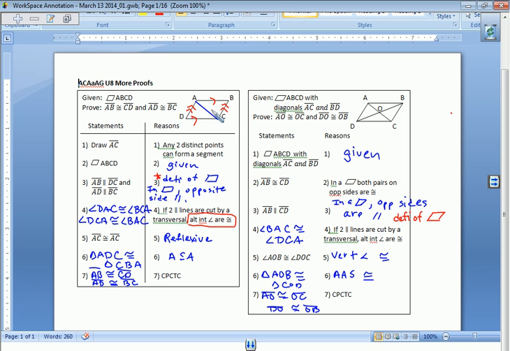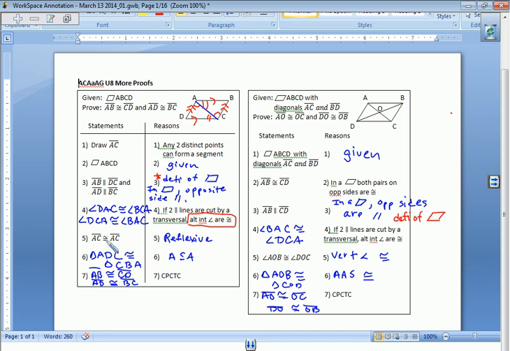Now, because we know these are parallel, we know that angle DAC, right here, would have to be congruent to angle BCA, right here, because the alternate interior angles are congruent. We also know that DCA, which is the angle right here, would have to be congruent with this angle here.